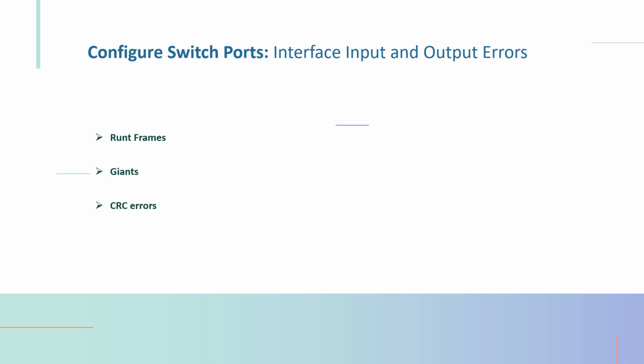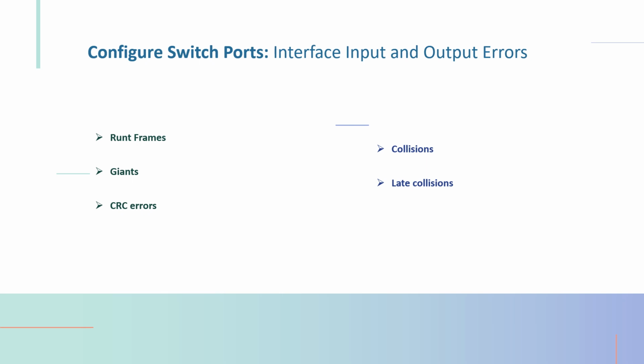It includes the collision and late collision, as we mentioned, where collisions in half duplex operation are normal. However, you should never see collisions on an interface configured for full duplex communication. A late collision refers to a collision that occurs after 512 bits of the frame have been transmitted. Excessive cable length is one of the most common causes of late collisions.